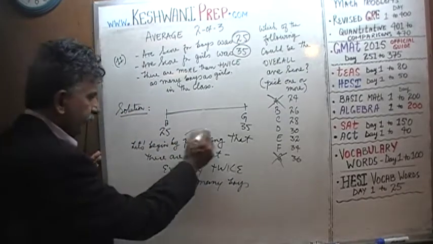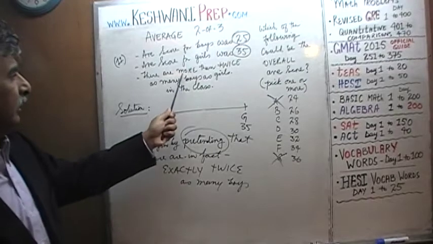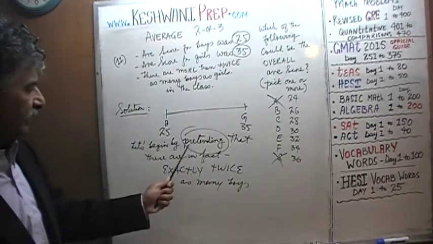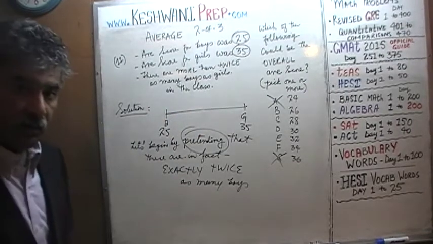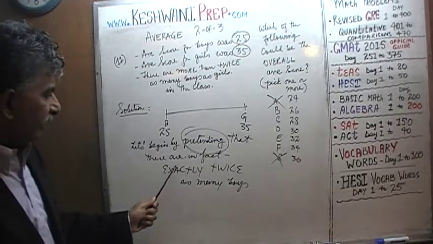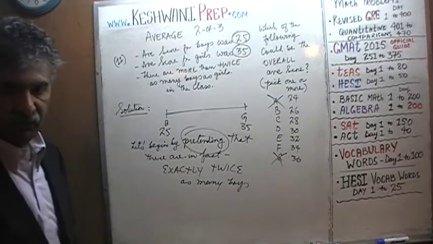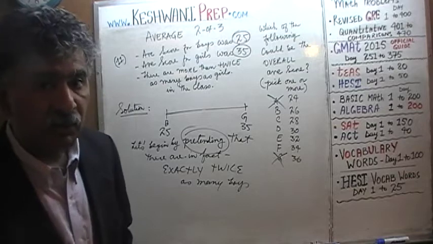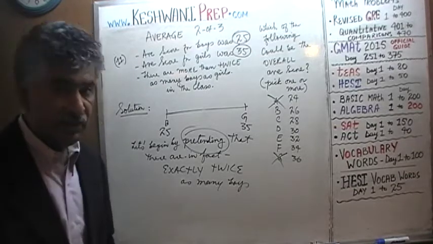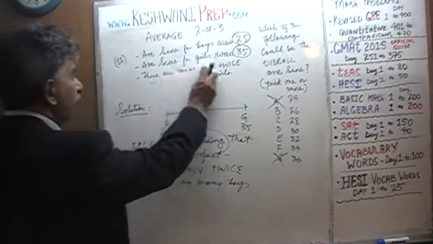We're going to pretend. Why pretend? Because we are told that there are more than twice as many. So we're going to pretend that there are exactly twice as many for the time being, to look at a simpler scenario. What would happen if there were, in fact, exactly twice as many boys? And to make the scenario even simpler, let's pretend that there are only 3 kids in the class. Let's continue on the top.